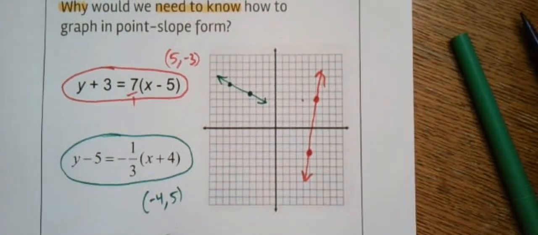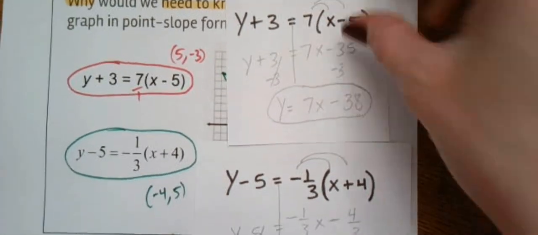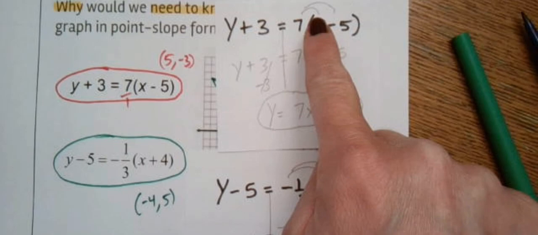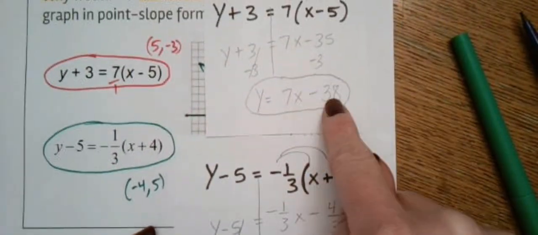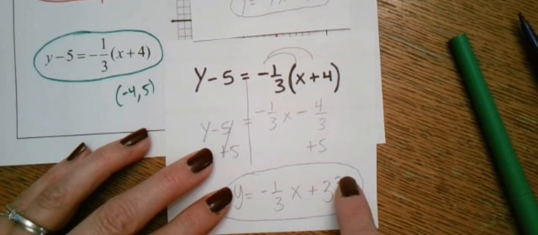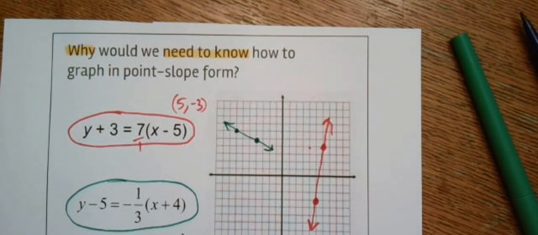So yeah, we sometimes can rewrite the equation in slope-intercept form and graph it, but we can't always do that. If our intercept is really icky, like if it's off the graph, or if it's not a whole number, we're going to run into some problems. So that's why we have to learn how to do graphing in other forms.